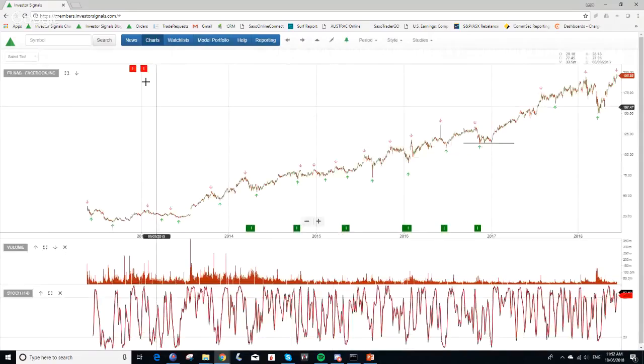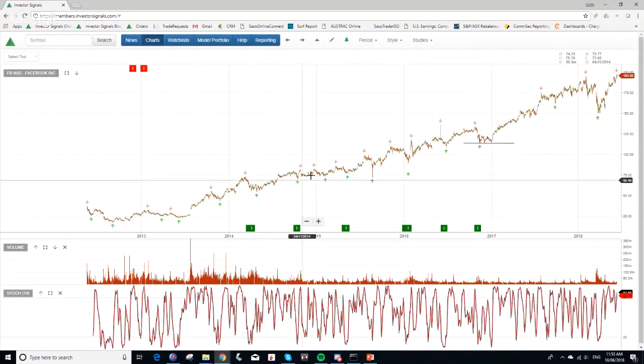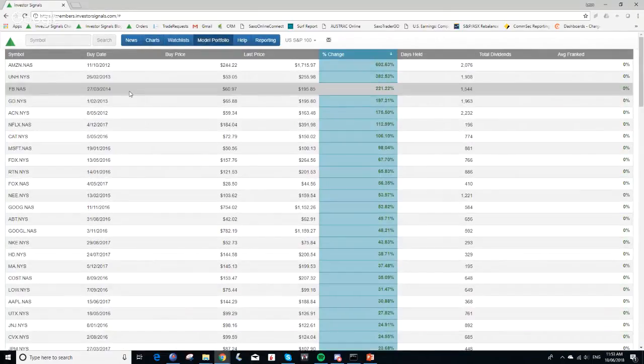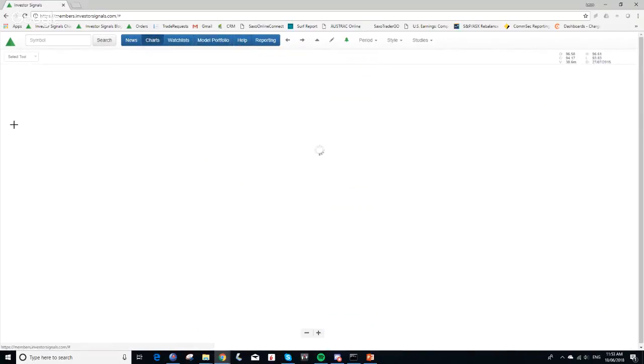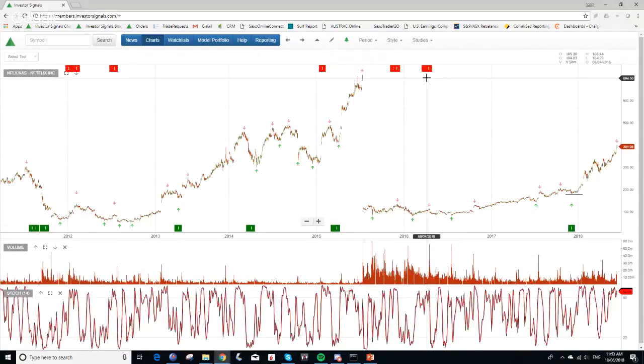Facebook switched from sell conditions in 2013 to being added into the model in early 2014 at $54. And like Amazon, it's continued to make higher highs and higher lows and stays within the model portfolio. Netflix might be an interesting one. It's up 112%. So let's have a look at the history here with this one.